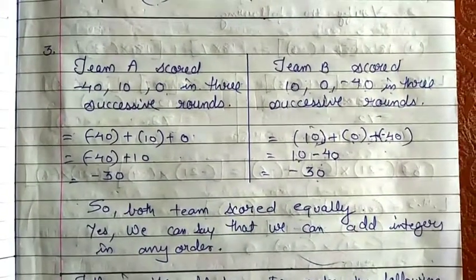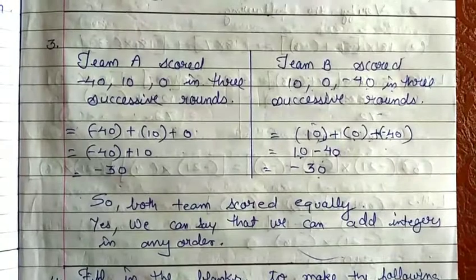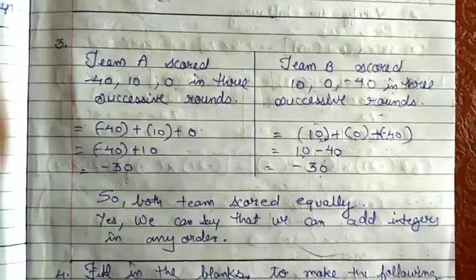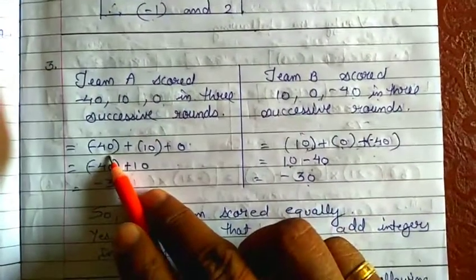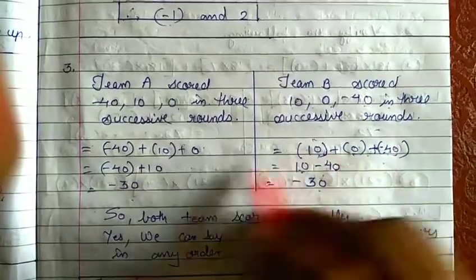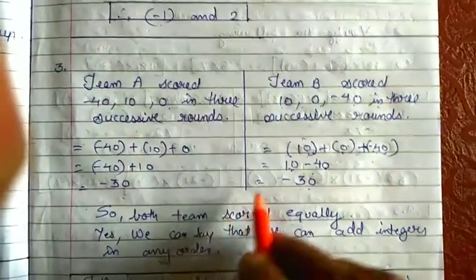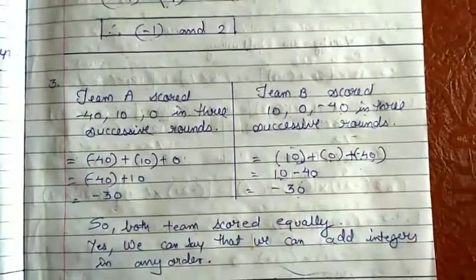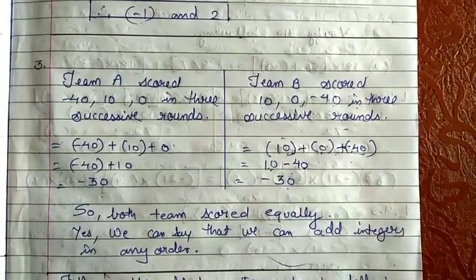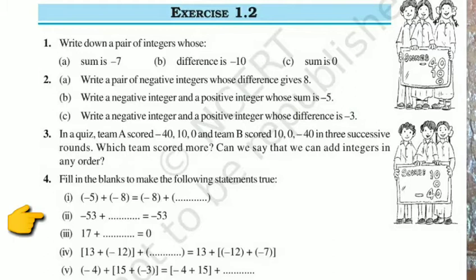And what is the second question in that? Can we say that we can add integers in any order? Yes. See here negative 40, 10 and 0, and here 10, 0 and negative 40. We can add the integers in any order. There will be no change in the solution, that is the answer. Now let us start question number 4.